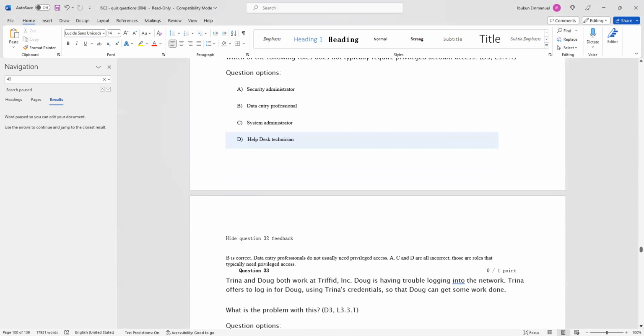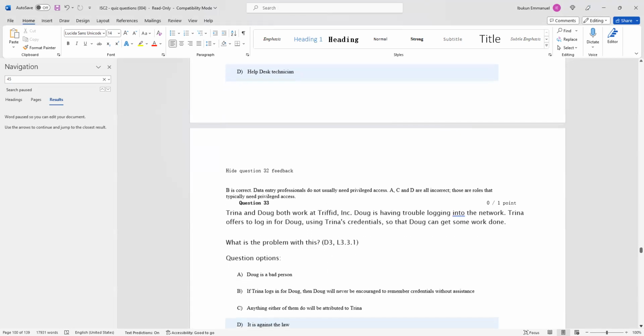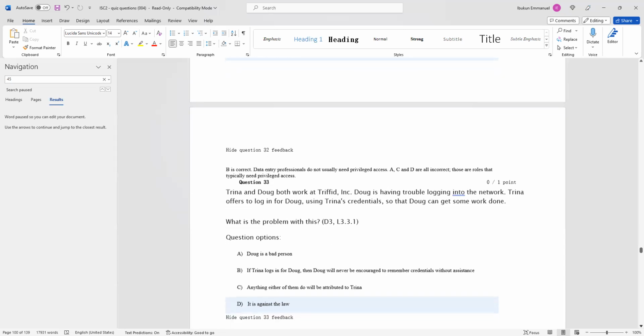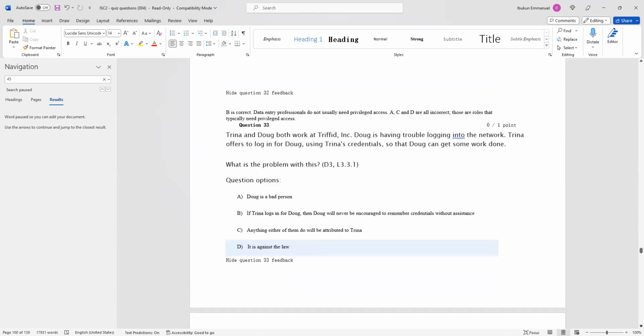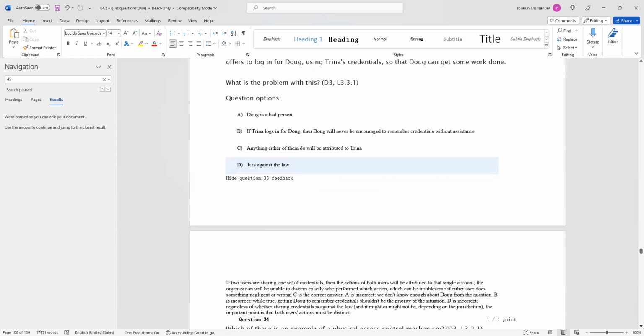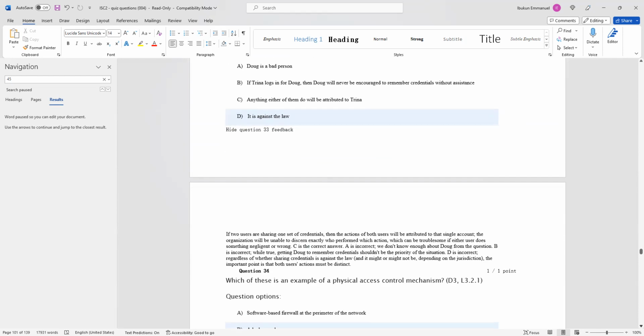So Trina and Doug both work at Trifid. Doug is having trouble logging into the network. Trina offers to log in for Doug using Trina's credentials so that Doug can get some work done. What is the problem with this? Well, we all know that that's the problem. Anything either of them do will be attributed to Trina because it's her login. So again, we've said that previously. Make sure you don't share your username or password with anyone.